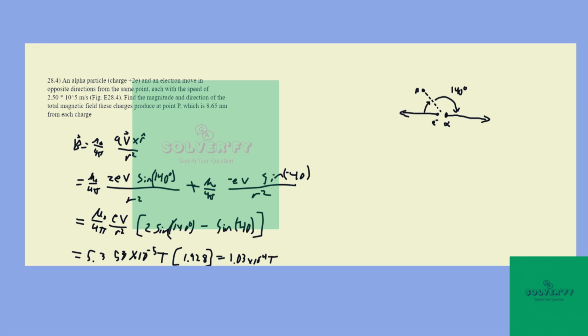And what direction is this going to be? So following our right-hand rule for the alpha particle, that's going to be out of the page at point P. And following the right-hand rule for the electron, that's going to be out of the page at point P. So they both contribute to having the magnetic field point out of the page. So I'll write k hat here.